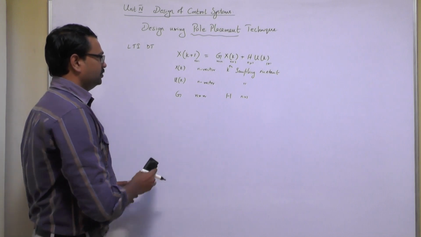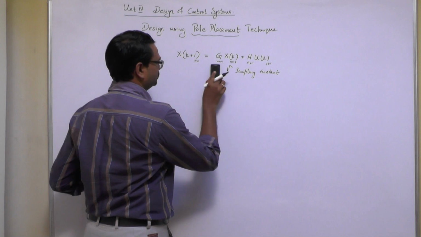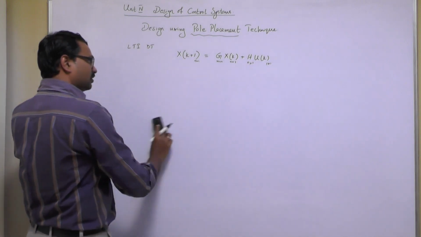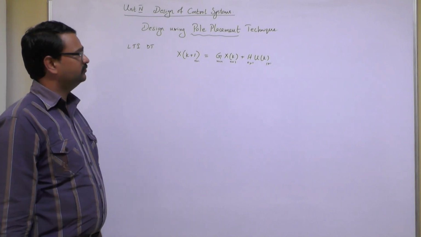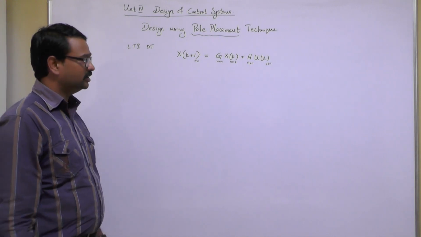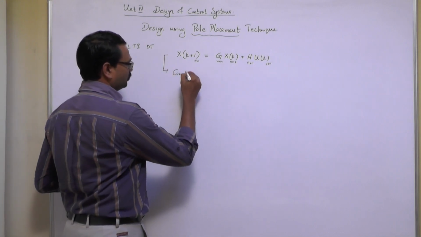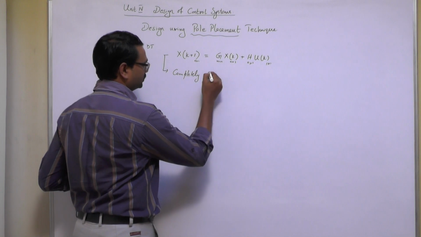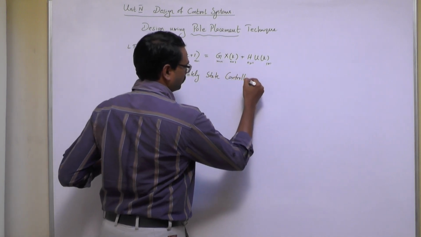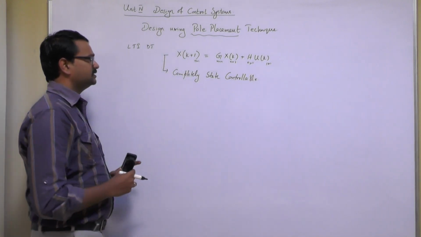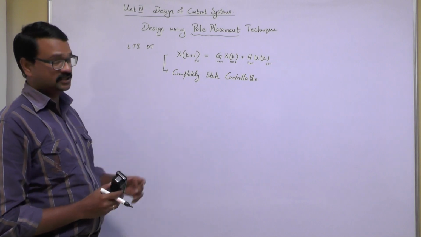Based on these things, we will try to see whether the system is completely state controllable or not. For the pole placement technique, we require the system to be completely state controllable. This linear time invariant system, x of k plus 1 is equal to g x of k plus h u of k, is required to be completely state controllable.